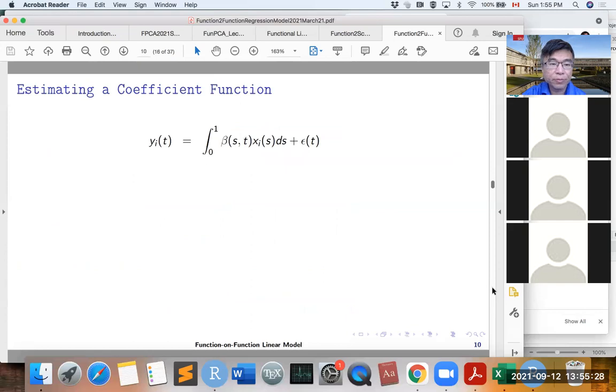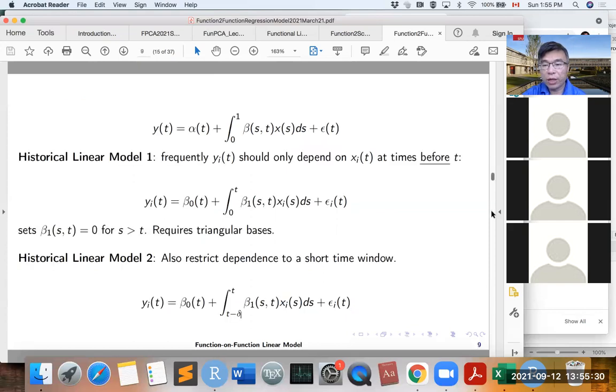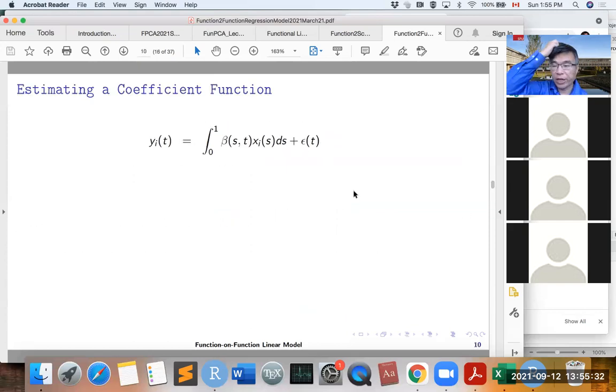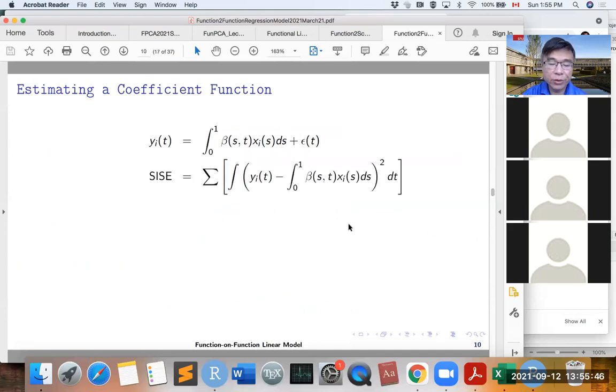Okay. So now let's go back to our general functional regression model. So basically here we have this bivariate function beta(s,t) to estimate. Okay. So what we can do is we still will estimate the beta(s,t) by minimizing the integrated squared fitted error.